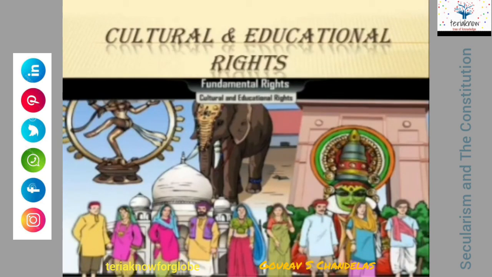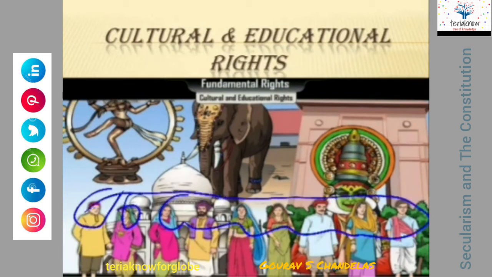We will talk about the cultural and educational rights. As we know, people in our country not only follow different religions, but also speak various languages and follow different scripts. Some of the groups are large in number, while others exist as minorities. So the constitution has granted the minority communities certain rights to protect and nurture their distinct language, script, and culture. Understood? As you can see here, different people in different attire, and it is showing their diversification, their belief, their faith over their religion, over their custom.